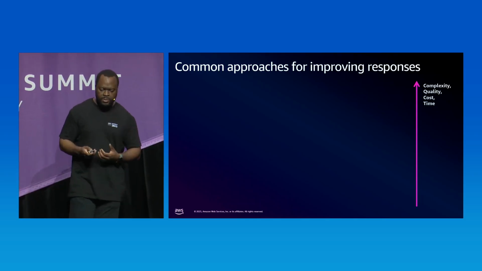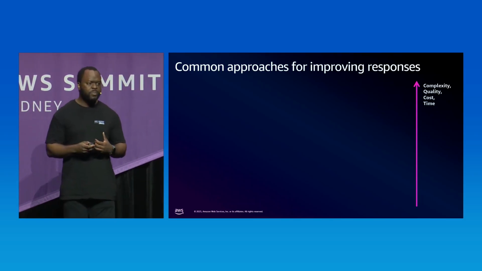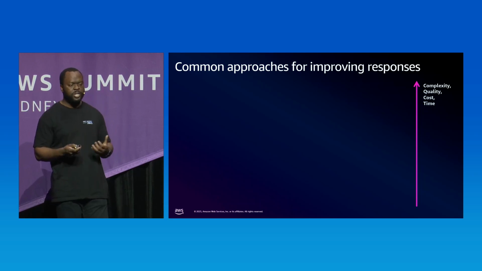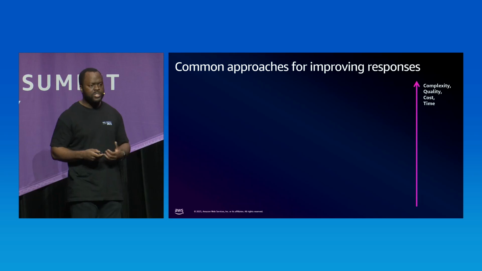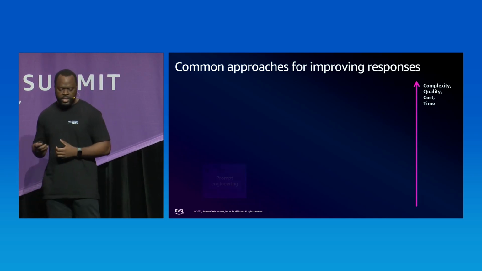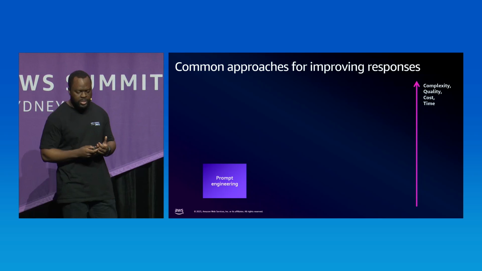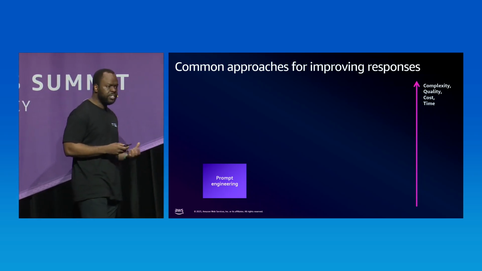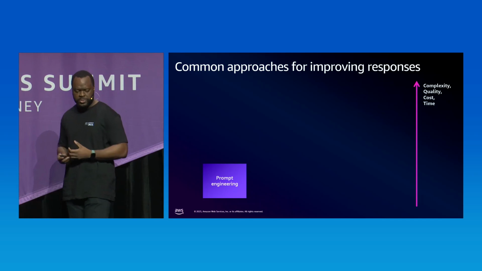Now, in terms of solving for the limitations that I showed in the previous slide, we speak to customers on four approaches, and we tell them to evaluate this based on the complexity, the quality, the cost, and the time to implement. The first is prompt engineering. With prompt engineering, this is basically the practice of taking a piece of text and using it to guide your model towards a more accurate response.